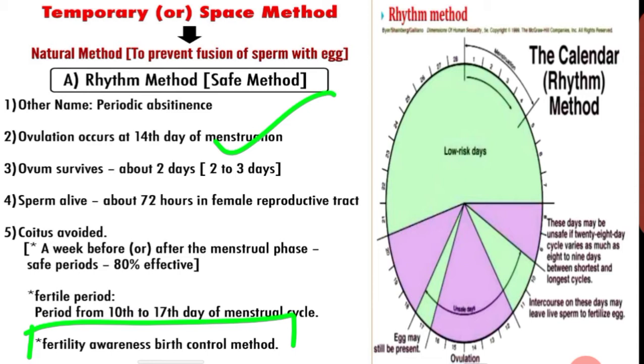In the menstrual cycle video itself, I clearly explained about the fertility window, ovulation period, everything, right? Yes, will you be able to recall that video? If not, go through the video again. Move on to the topic.